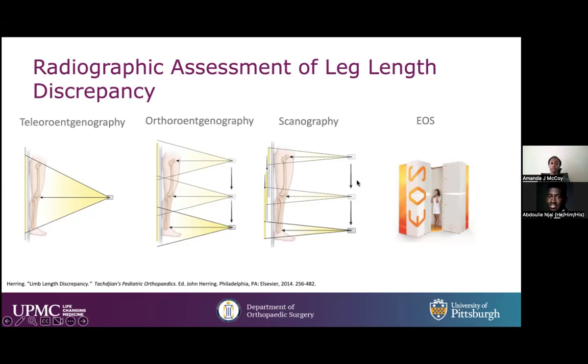Another way you can radiographically measure limb length discrepancies is through a scanogram. And so this also takes away the parallax. You basically take 3 X-rays with a radiographic ruler, and you take one centered at the hip, centered at the knee, and centered at the foot. And so by doing this, you can obviate the parallax that can cause some distortion to your X-rays.